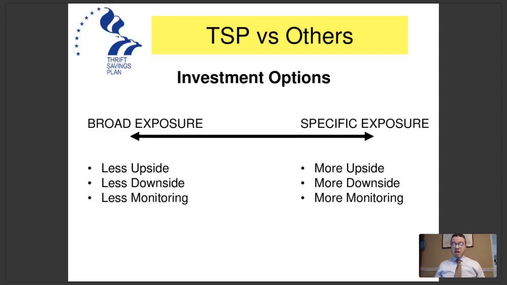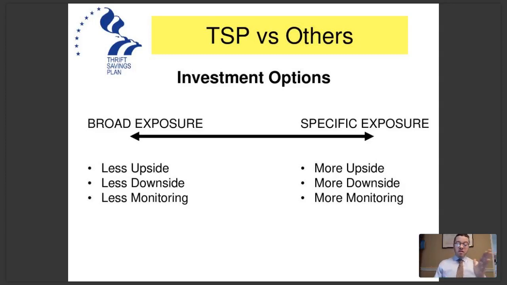You could own, instead of the broad market, individual sectors of the market. You could own the retail sector, the financial sector, the healthcare sector, all these different sectors. Or if you want to, you could get even more specific. You could own individual stocks. Now, I'm sure you can see on this slide, it's a continuum. There is broad exposure and specific exposure.